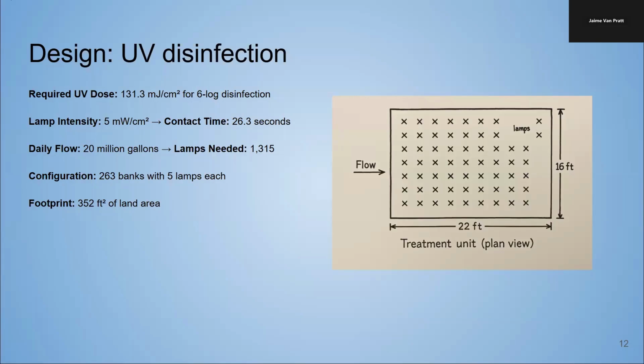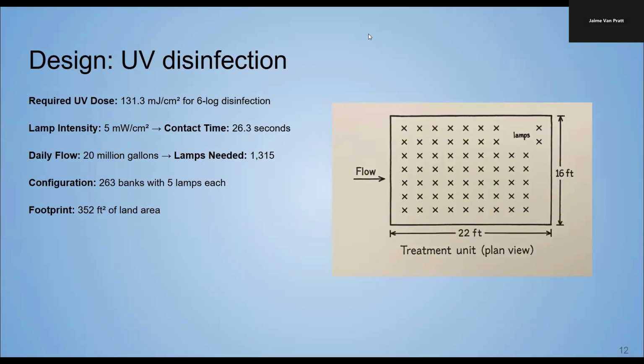For UV disinfection, we aim to achieve a 6-log removal of pathogens, which required a UV dose of 131.3 millijoules per square centimeter. Assuming our UV lamps have an intensity of 5 milliwatts per square centimeter, the necessary contact time was calculated to be 26.3 seconds.